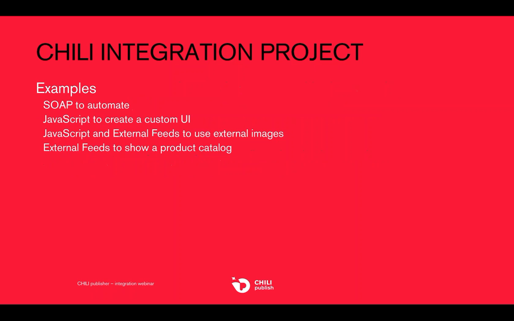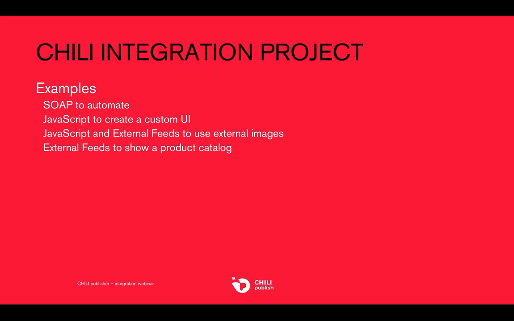So a few examples, and we're kind of running out of time here, but a few pieces that we see that are out there: the JavaScript customized interface that we showed you earlier, using SOAP to automate. The ability with that automation that we talked about, using the API in order to pre-populate templates with information. JavaScript and external feeds to create external images. So the example that you saw with My Creative Shop as well. And then external feeds to show a product catalog.